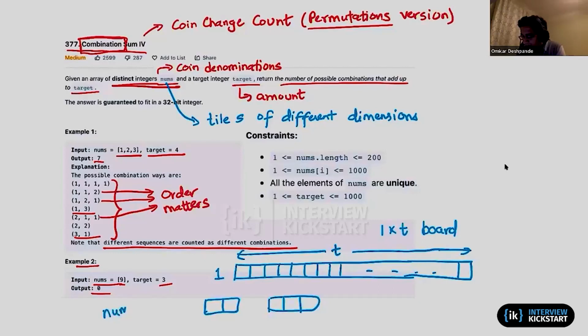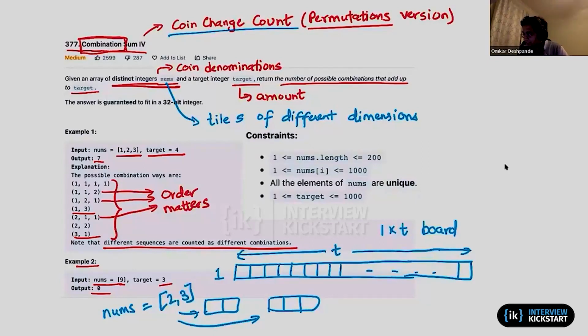If nums was this, that means we have two different types of tiles. And so this question is, in how many ways can we tile this entire 1 by t board using only tiles of these two types? So this becomes exactly the problem that we did last time. The problem we did last time, in fact, is a more complicated version. This is an even easier version because there's only one row here. I hope you see that it's identical to, interpreting it as a coin change problem.